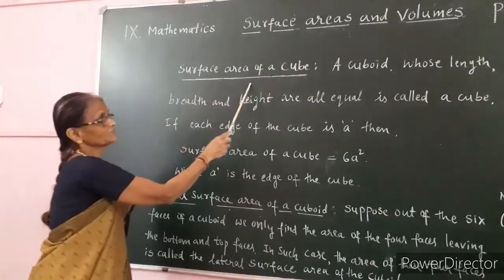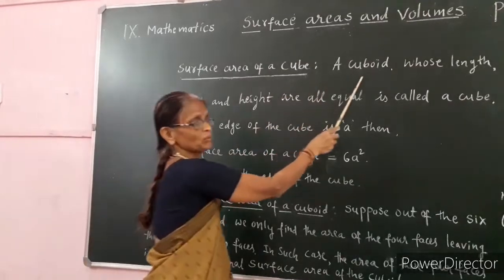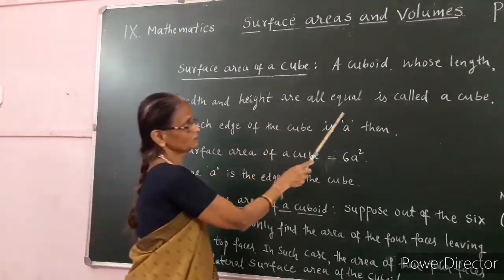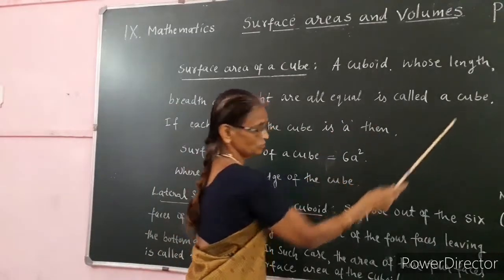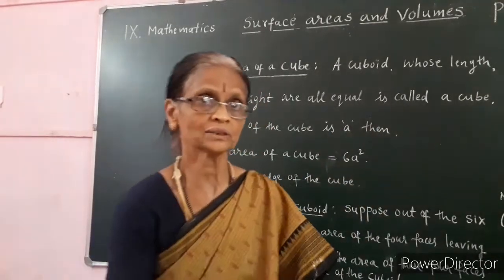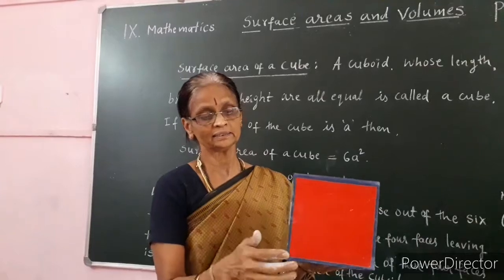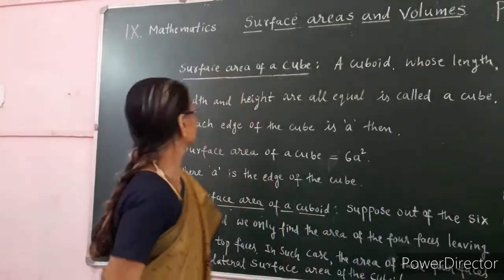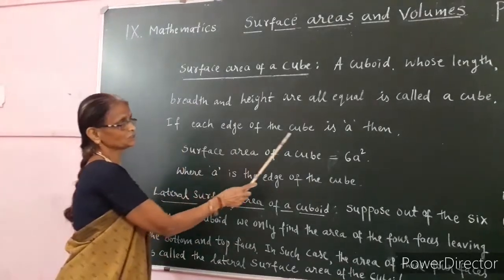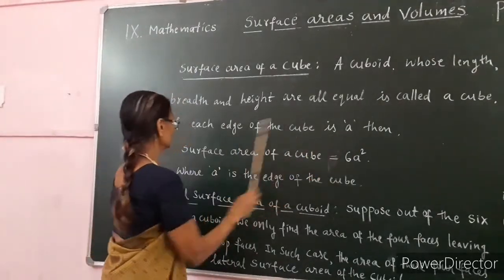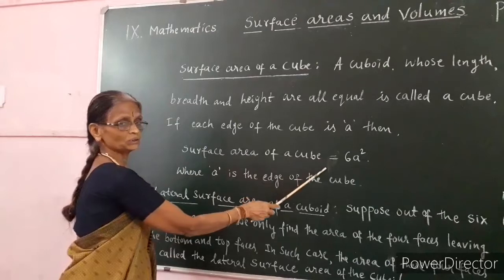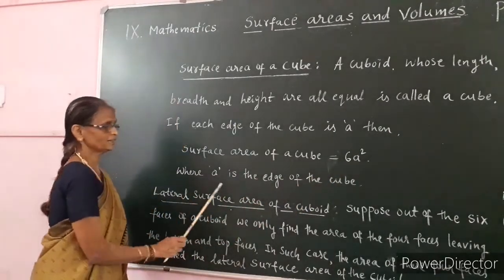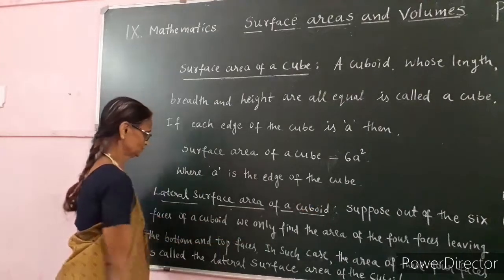Now, surface area of a cube. A cuboid whose length, breadth and height are all equal is called a cube. Look at here, children. This is a cube. All length, breadth and height are equal. If each edge of the cube is A, then the surface area of a cube equals 6A square. It has 6 faces, where A is the edge of the cube.